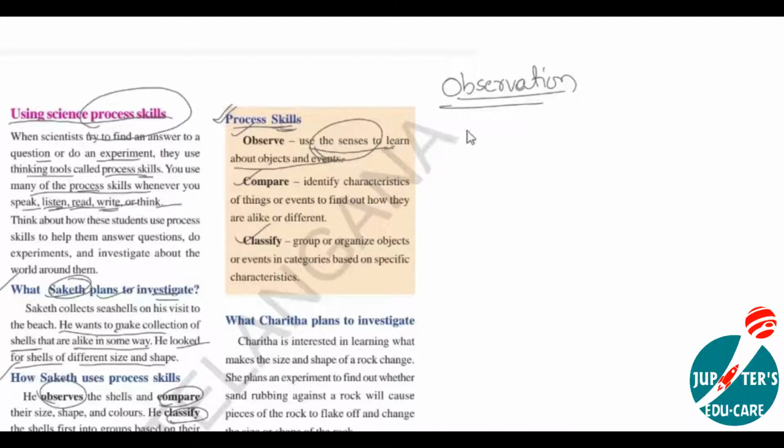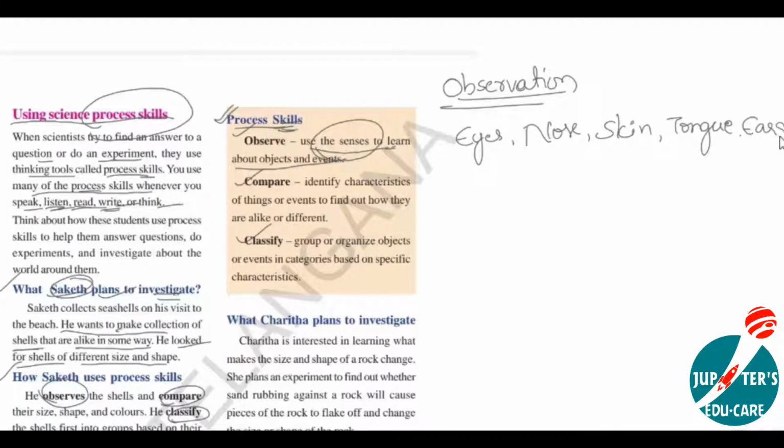We are using all sense organs: eyes, nose, skin, tongue, ears. These all are the five sense organs, right?